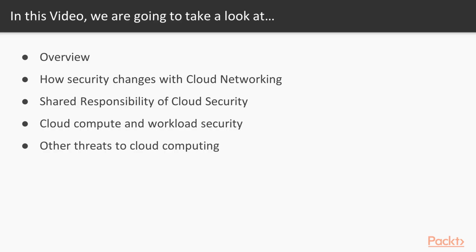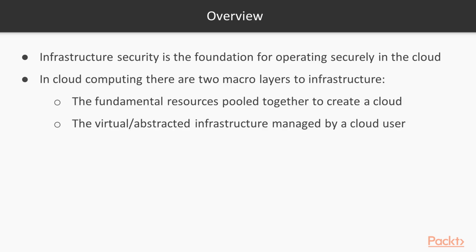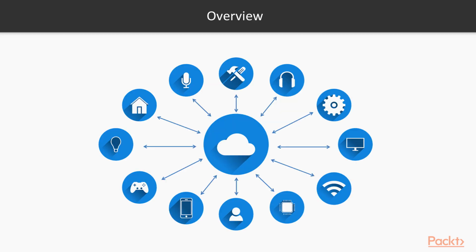In this video, we are going to take a look at an overview of cloud infrastructure, how security changes with cloud networking, the shared responsibility of cloud security, cloud compute and workload security, and other threats to cloud computing. Infrastructure security is the foundation for operating securely in the cloud. In cloud computing, there are two macro layers to infrastructure: the fundamental resources pooled together to create a cloud, which is completely managed by the cloud service provider, and the virtual or abstracted infrastructure, partially managed by the cloud provider and by the cloud user. All clouds utilize some form of virtual networking to abstract the physical network and create a network resource pool.